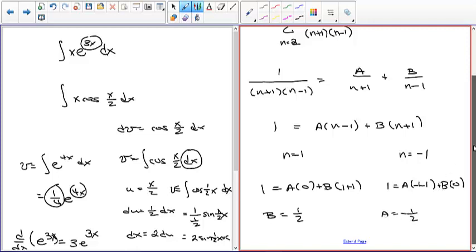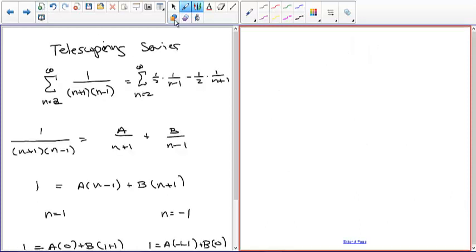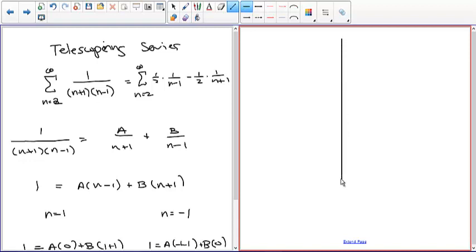So I guess that's pretty close, not exactly right. This original series can be broken down into the summation from n equals 2 to infinity of, I'm going to put the positive one first, 1/2 times 1 over n minus 1 minus 1/2 times 1 over n plus 1. Now what we'll do is make up a table and look at it and see what happens. We'll show you why it's called a telescoping series.